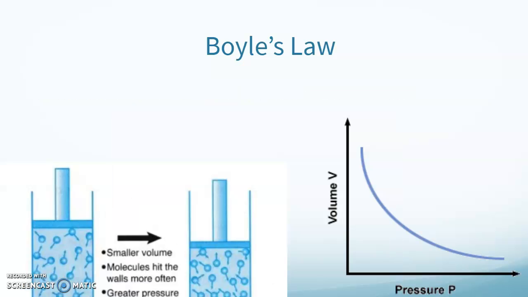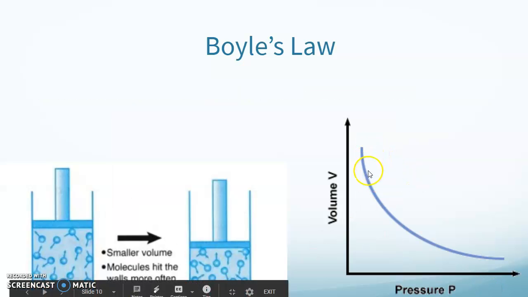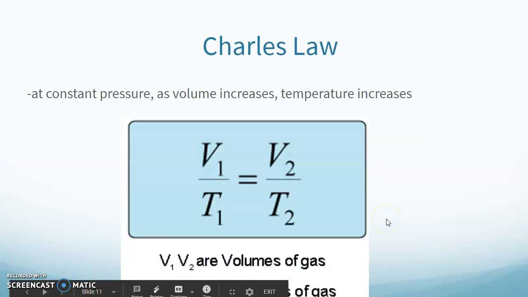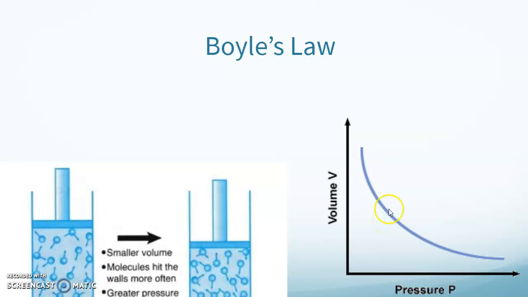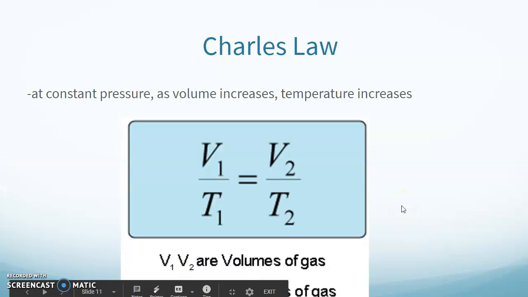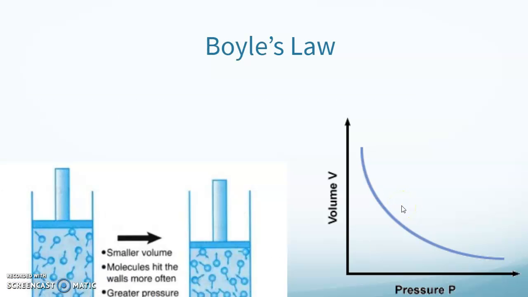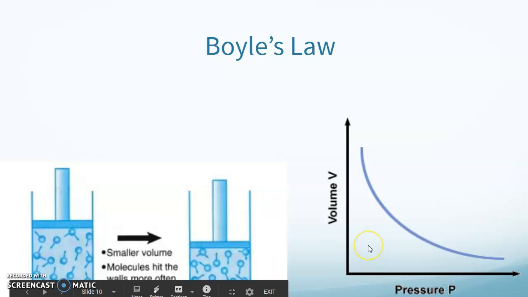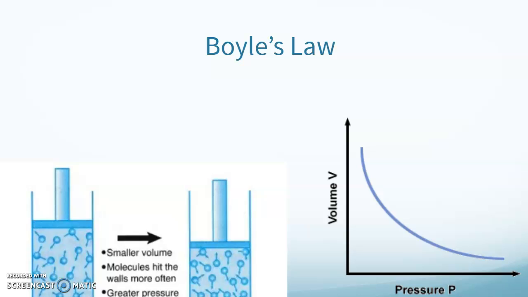So here's a volume-pressure graph showing that it's an inverse relationship. As the volume gets larger, the pressure is going to be smaller, which makes sense. Think about a balloon. The larger the volume, if the number of particles is the same, there's going to be less pressure than if it's small.